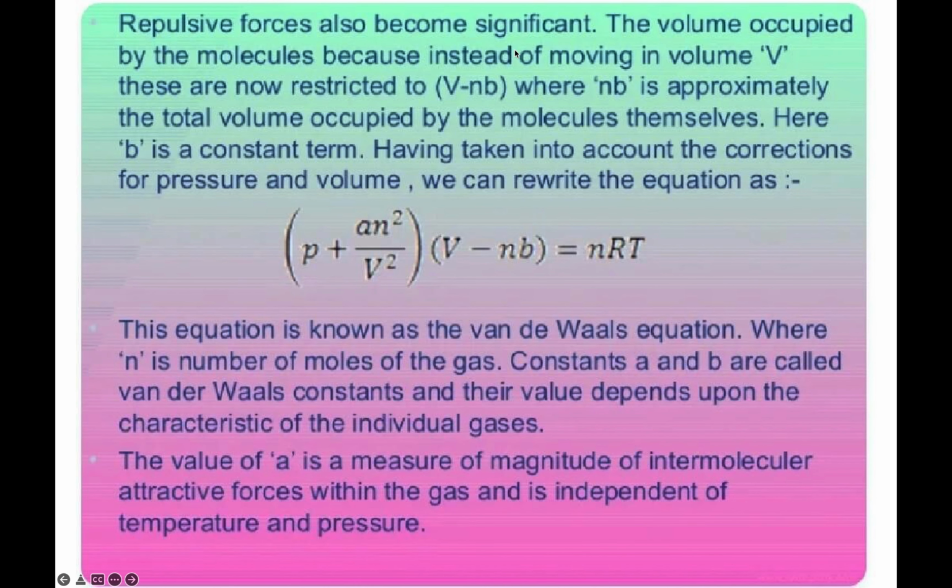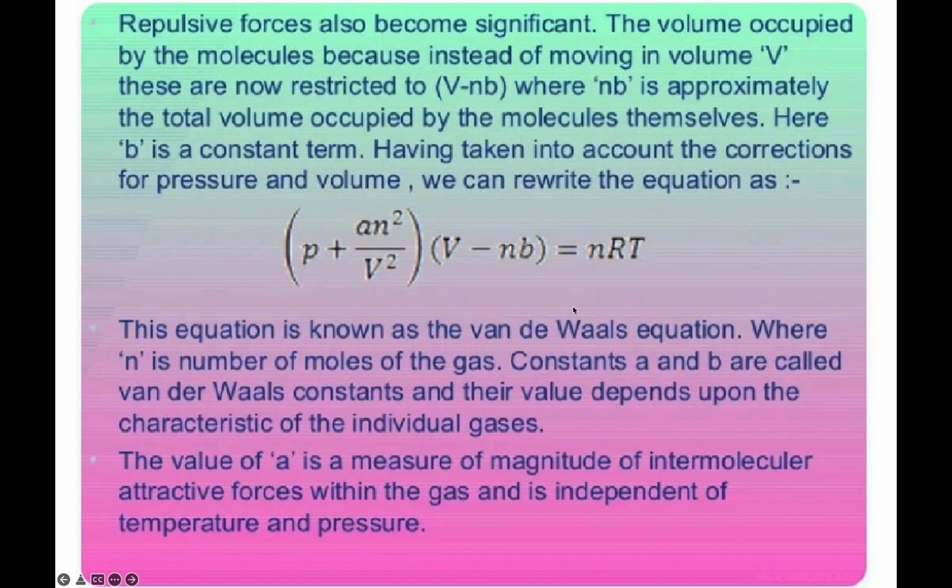Okay, repulsive force becomes important, that is, the volume occupied by molecules, instead of moving in volume V, is restricted to V minus nb. nb is the total volume occupied by the molecules. b is a constant. So taking into account the corrections for pressure and volume, rewrite the equation like (P plus an^2 by V^2) into (V minus nb) is equal to nRT. So PV equal to nRT can be written by adding this correction term here and subtracting this correction term here. Okay, this equation is known as the Van der Waals equation, which is very important.